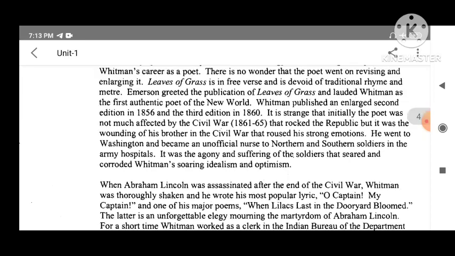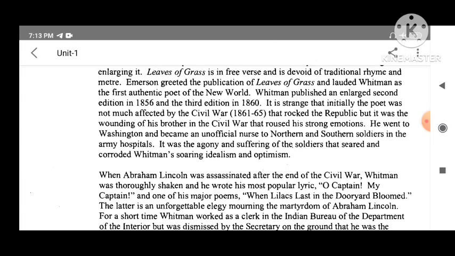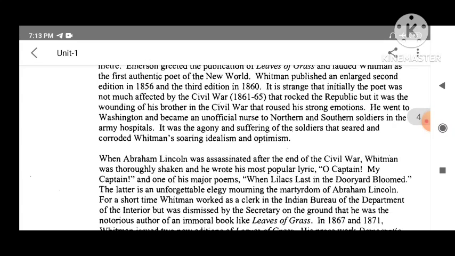Emerson greeted the publication of Leaves of Grass and lauded Whitman, the first authentic poet of the New World. Whitman published an enlarged second edition in 1856 and the third edition in 1860.